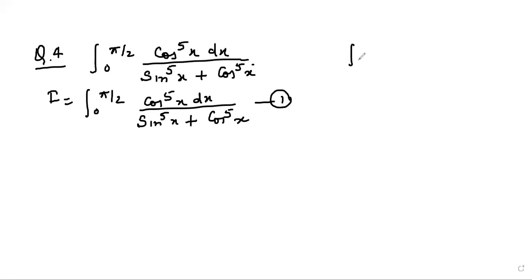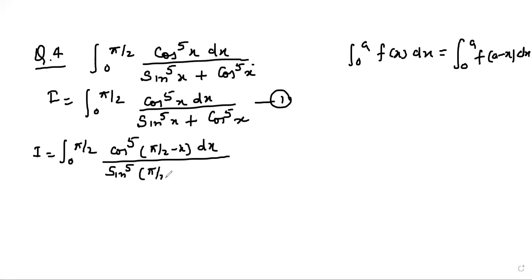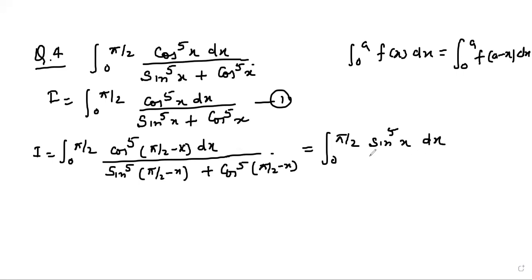Now we use the property 0 to a f(x) dx gives 0 to a f(a minus x) dx. So it will become I equals 0 to pi by 2 cos power 5 (pi by 2 minus x) dx divided by sine power 5 (pi by 2 minus x) plus cos power 5 (pi by 2 minus x). And cos(pi by 2 minus x) will give sin x, and sine(pi by 2 minus x) will give cos x. So we will get 0 to pi by 2 sine power 5x dx divided by cos power 5x plus sine power 5x. Suppose this is equation number 2.